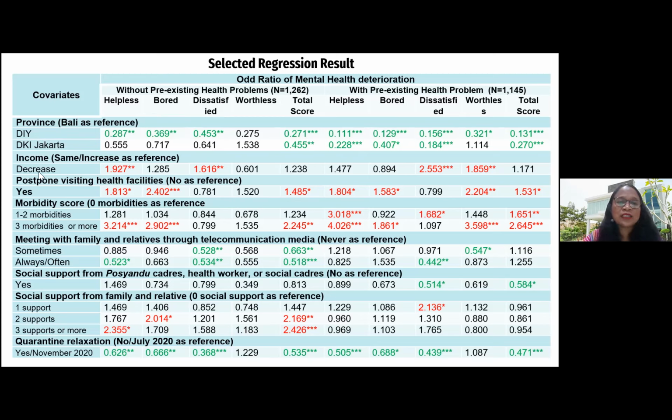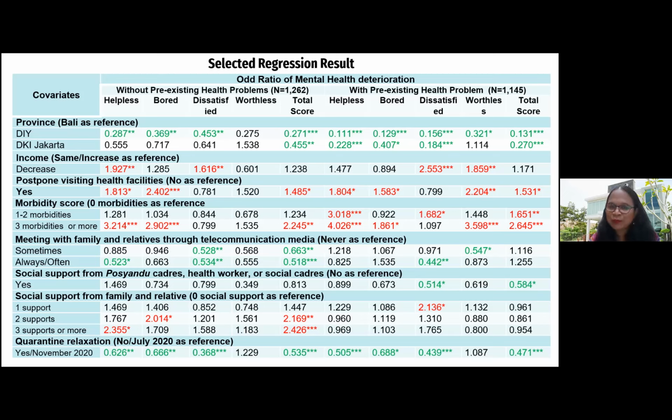Older persons with decreased income, postponing visits to health facilities during the pandemic, with a morbidity score of 1 or more, and also with the number of social supports in activities of daily living, seem to be at more risk of mental health deterioration during the pandemic. On the other hand, when older persons meet with family or relatives through telecommunication media, have social support from post-secondary care, and also the relaxation of the quarantine, these protect older persons from mental health deterioration.